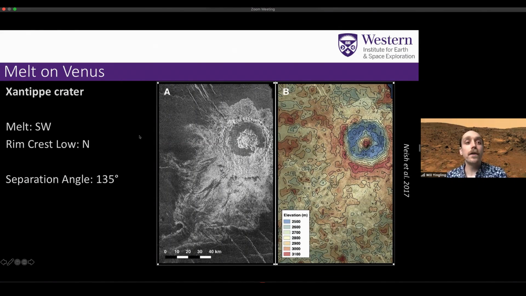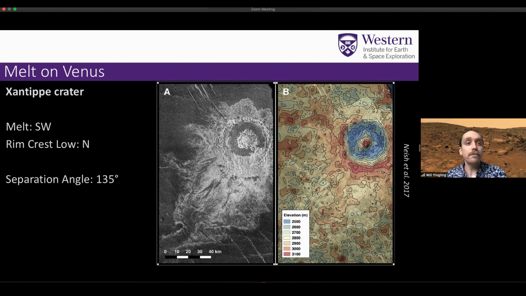So we have melts on Venus. In this example, we have Xantippe crater, where we have melt to the southwest, this very striking swath of melt in this radar image. Very clearly, the direction of the melt is to the southwest. And we also have a DTM here for panel B, which can you see that okay? Okay.